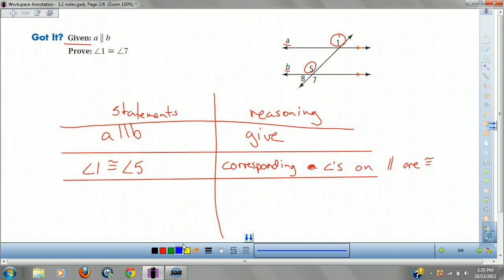Now, I know angle 1, and I know what angle 5 is. How can I get from 5 to 7, or from 1 to 7? If we look here, here's 5, here's 7. They make a bow tie, also known as vertical angles. Remember, you don't want that bow tie messy. You want both sides to be congruent. So you can say angle 5 is congruent to angle 7 because vertical angles are congruent.